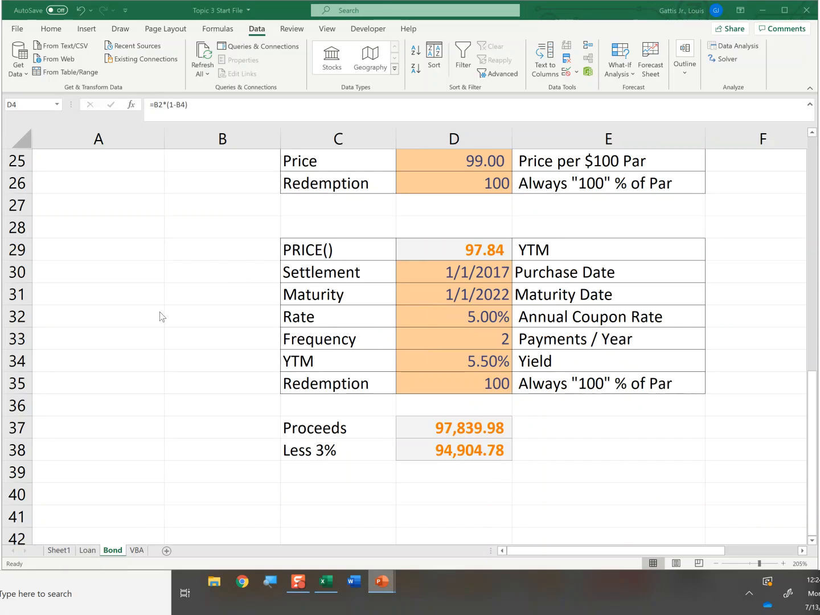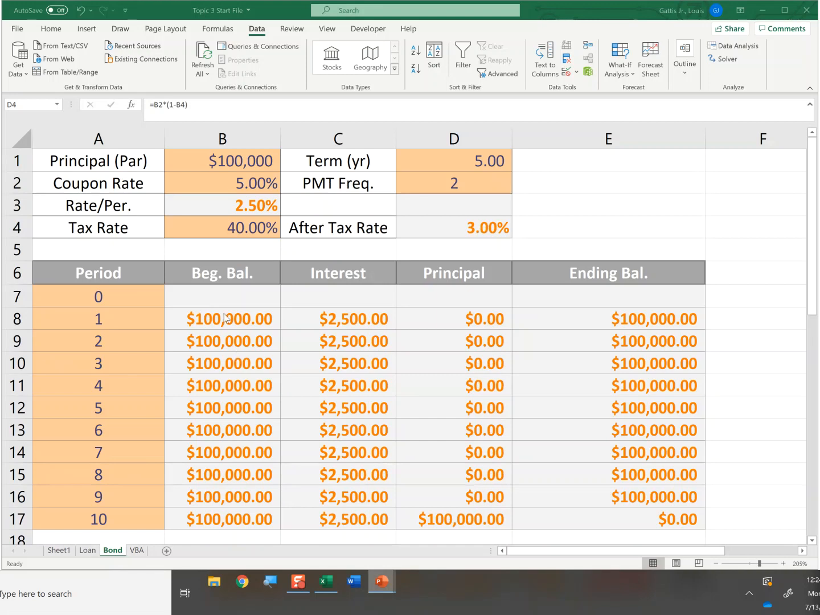So I'm going to go to the spreadsheet, go to my bond. So this is a 5-year semi-annual coupon bond. So these are 10 periods. Each period is 6 months. So at the end of the first 6-month period, you start at the balance of $100,000.